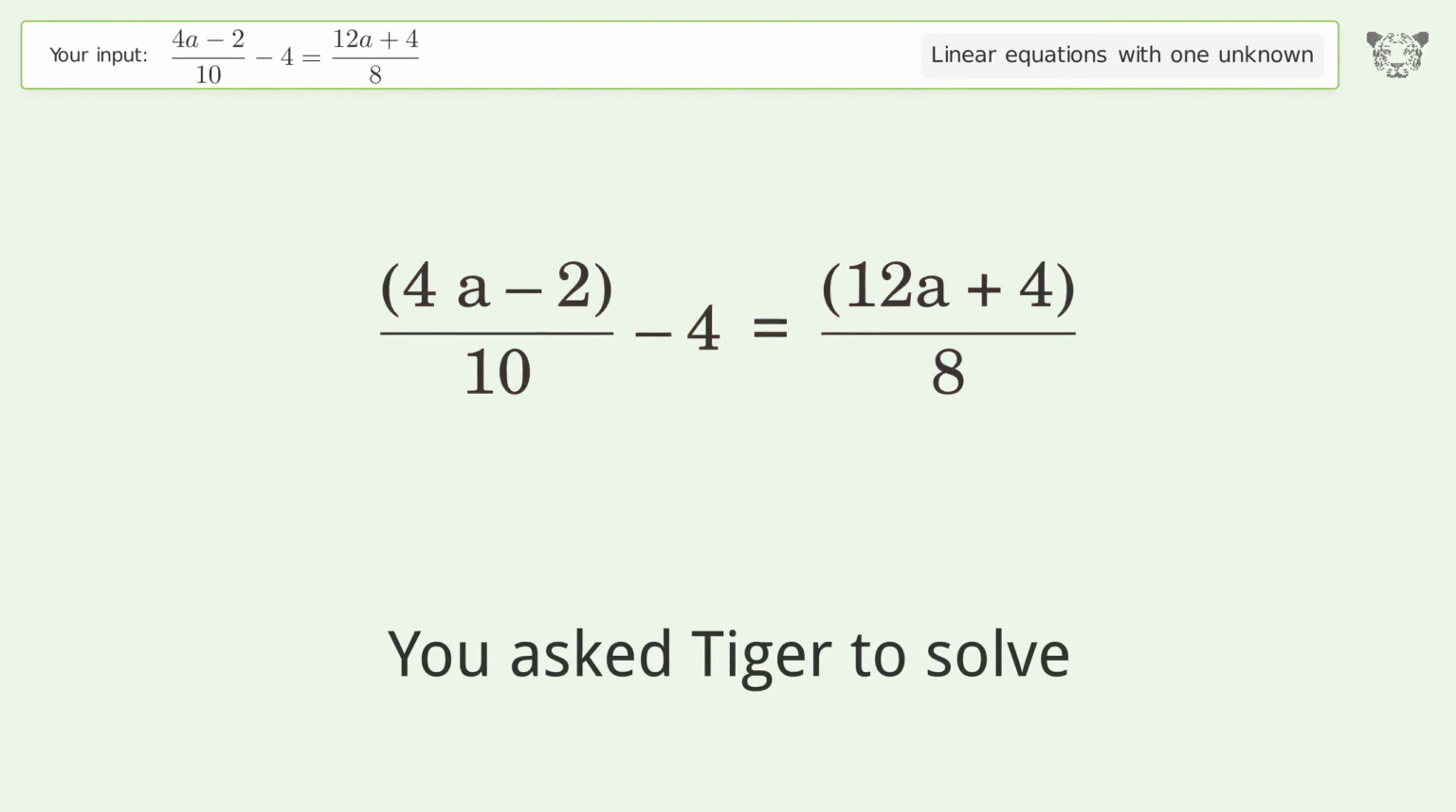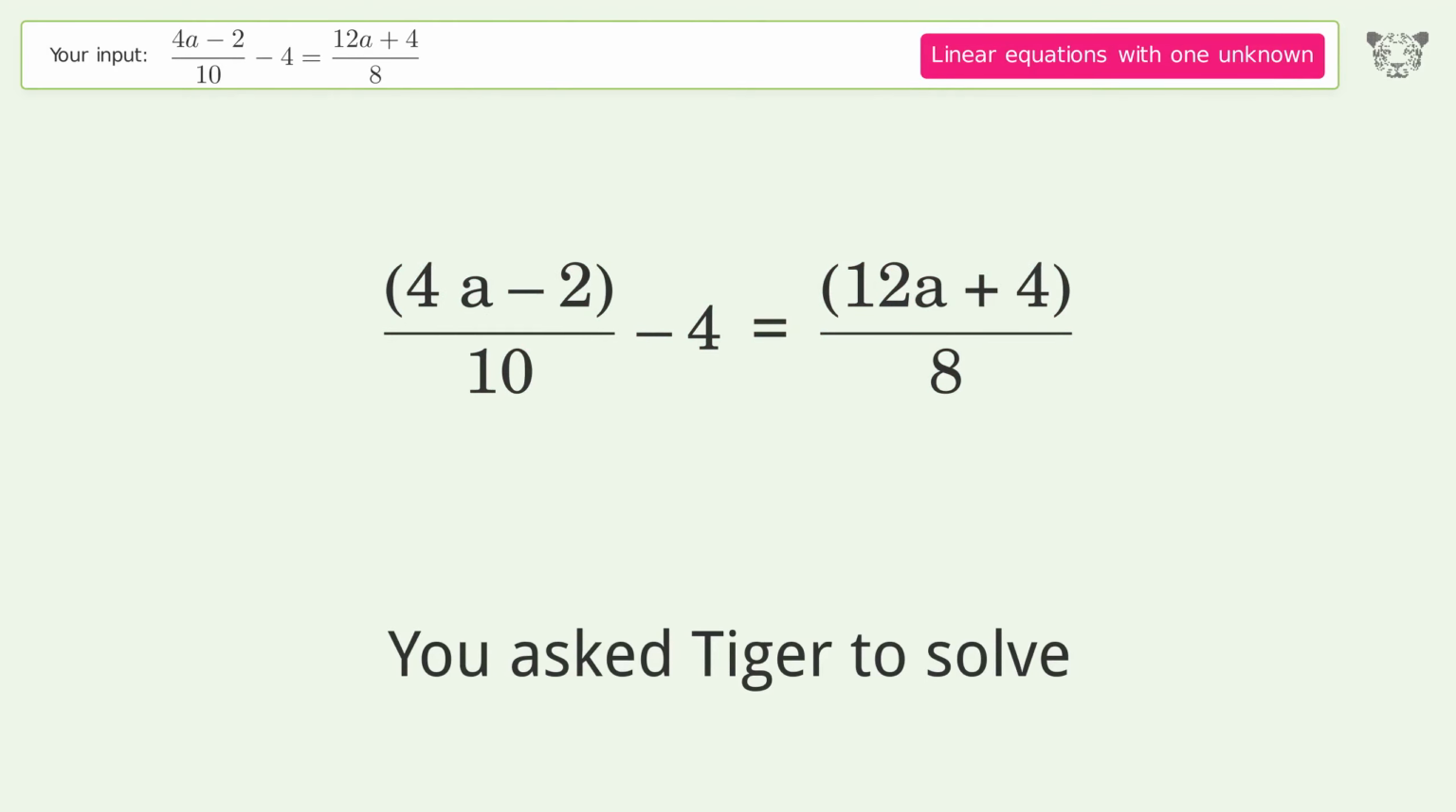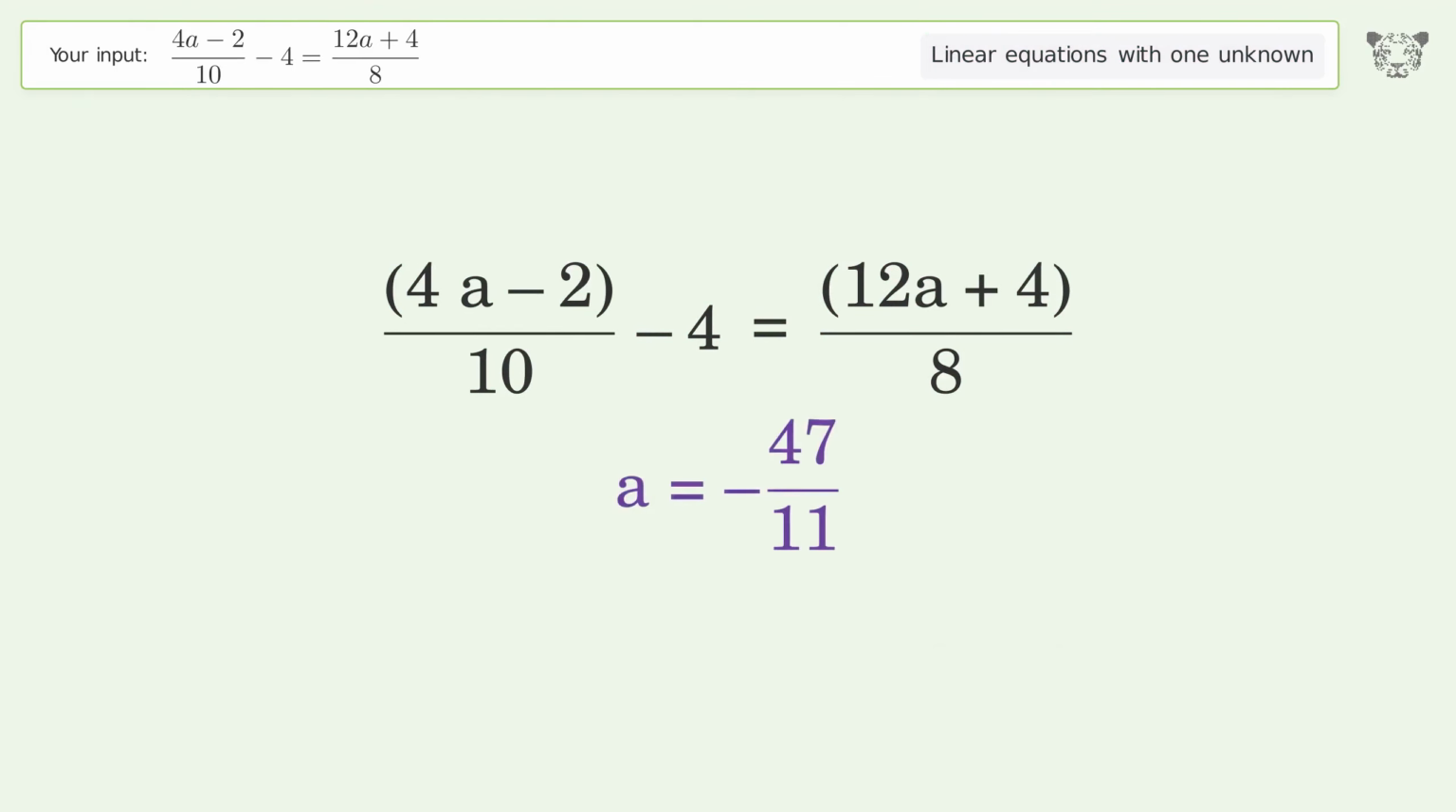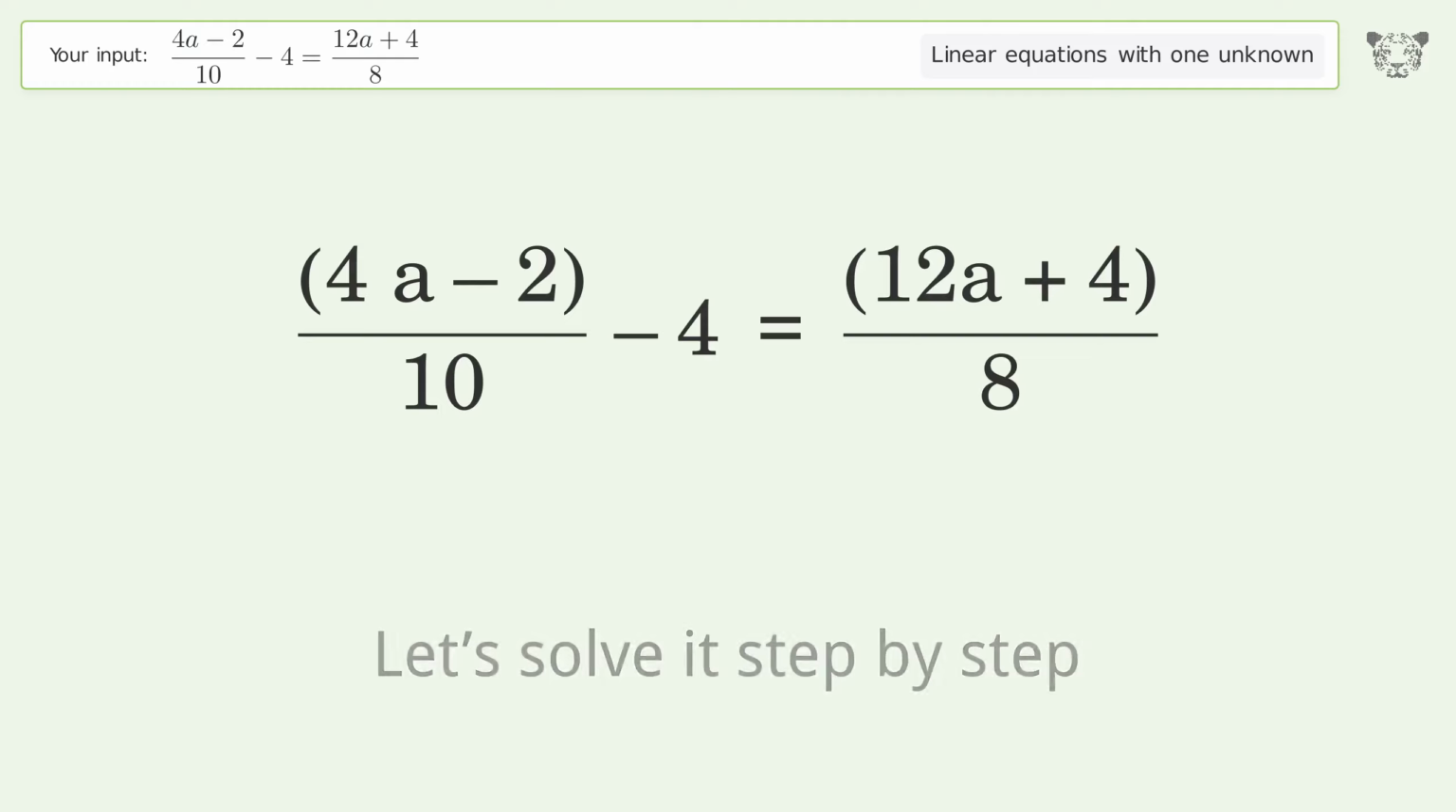You ask Tiger to solve. This deals with linear equations with one unknown. The final result is a equals -47/11. Let's solve it step by step.